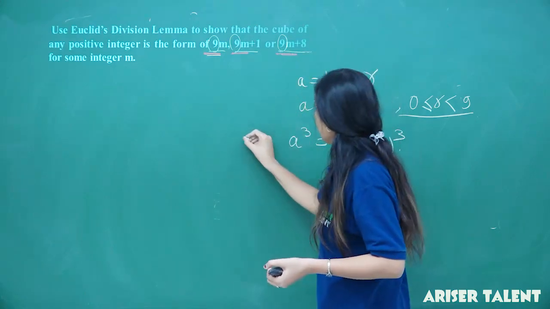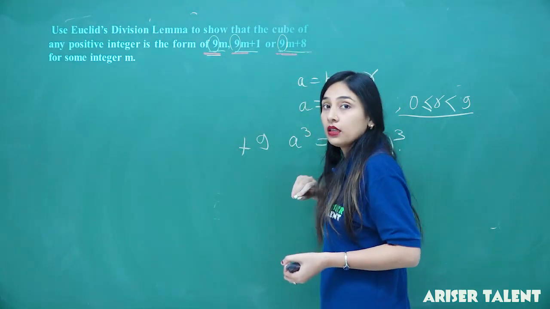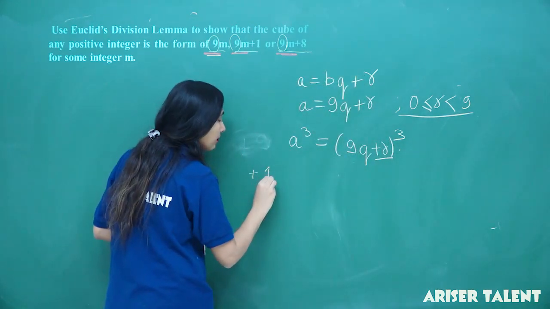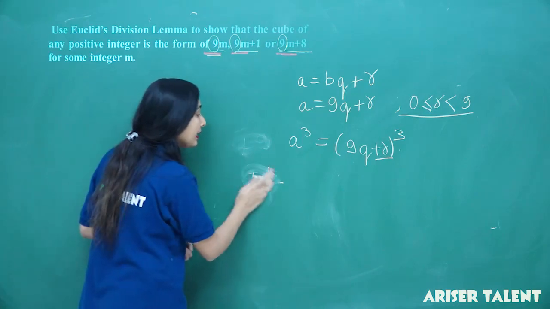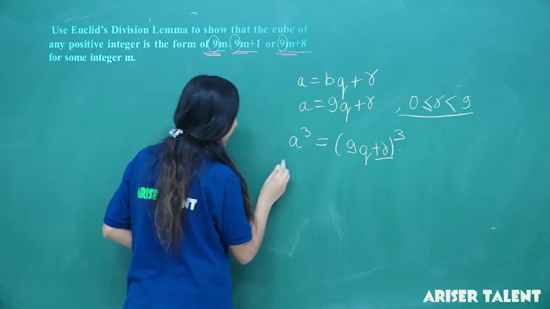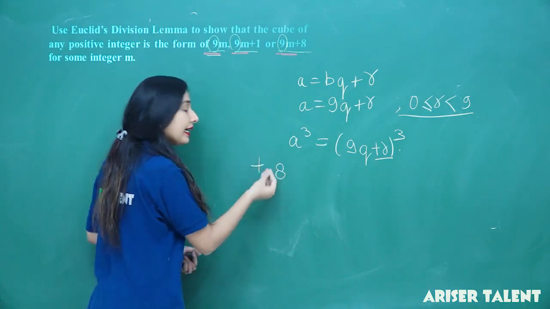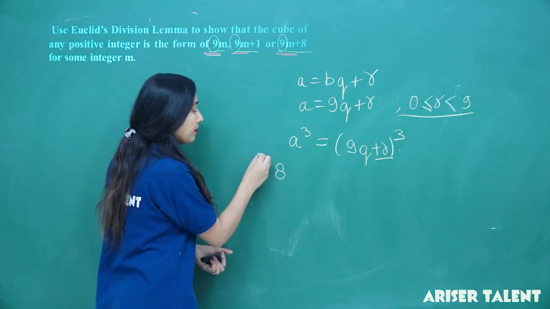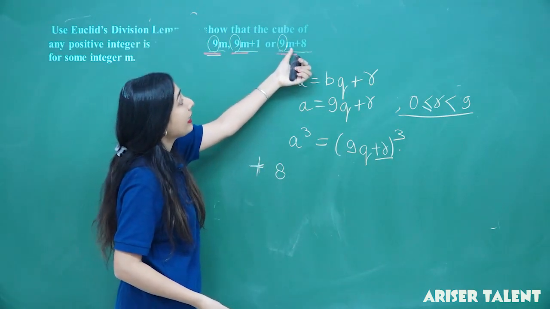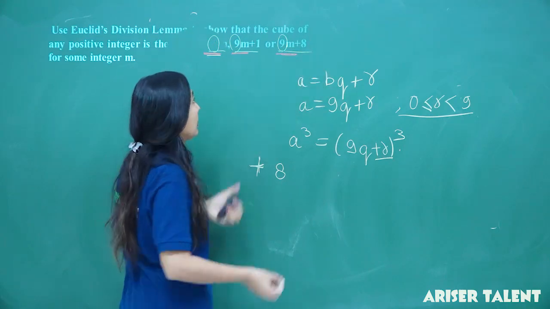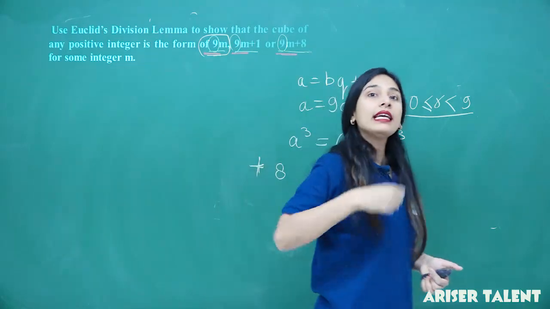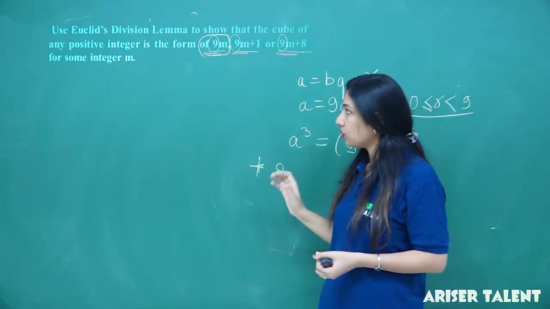If you are getting a multiple of 9, okay, or maybe you will be getting plus 1 in extra, or you will be getting 8 in extra, you will just write plus 8. So it will be in the 9m plus 8 form. You'll solve this, and we will then talk about your results.